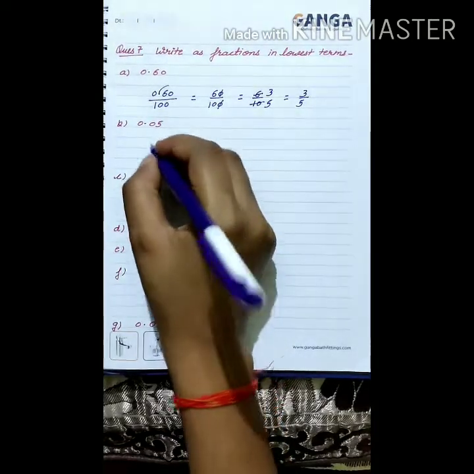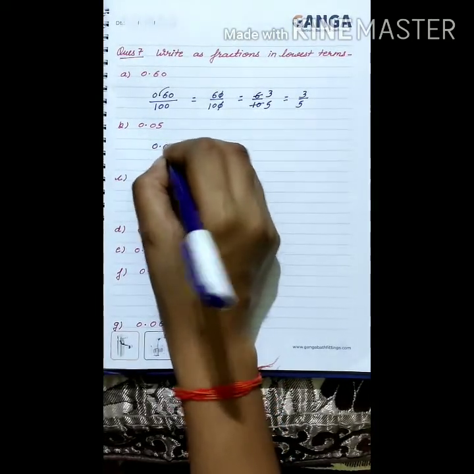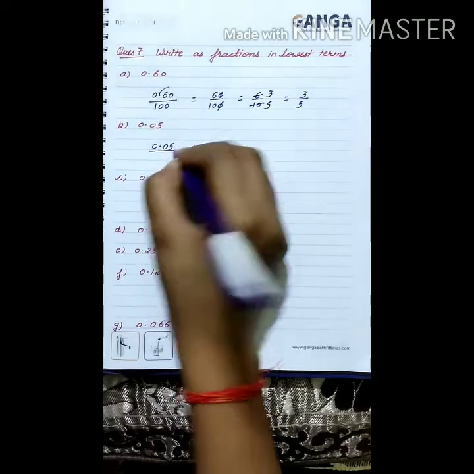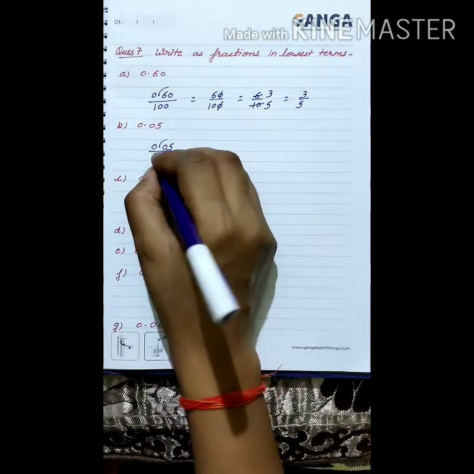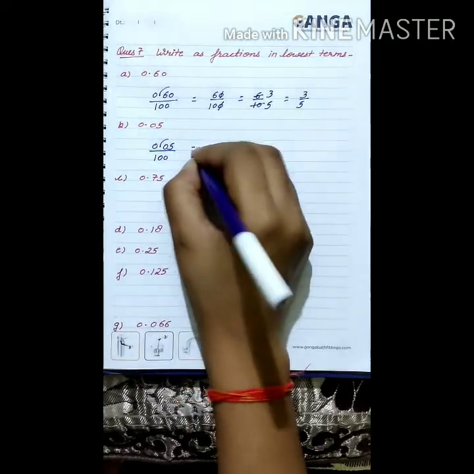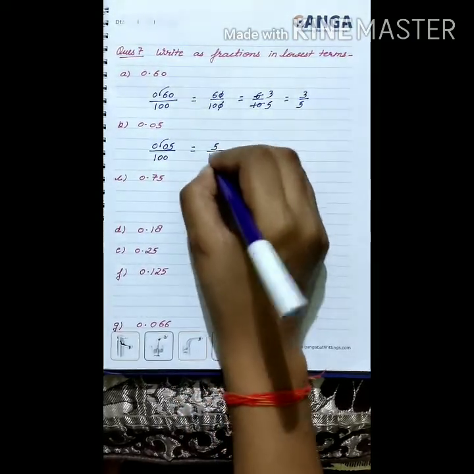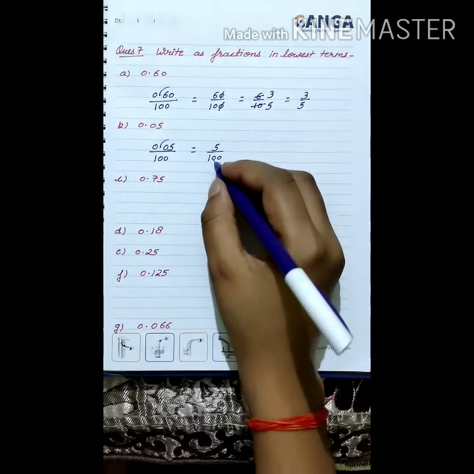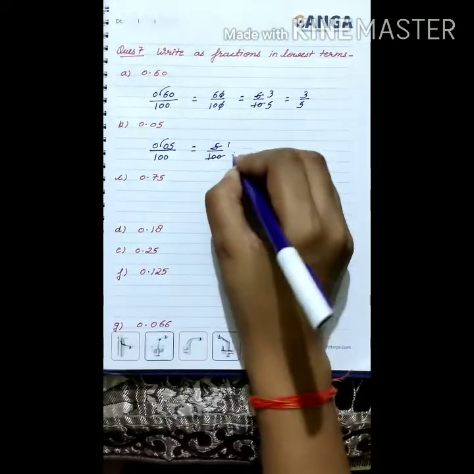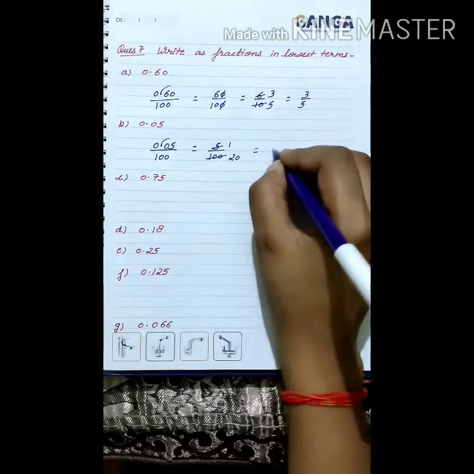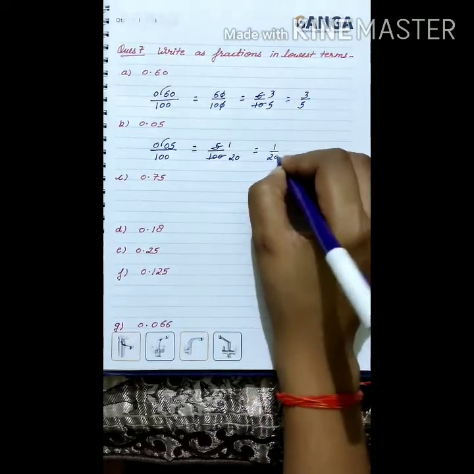B part, 0.05. Firstly we will write 0.05. Now we will remove the decimal, and we have 2 digits after the decimal point, so we will write 100. Now it will become 5 divided by 100. Both numbers are divisible by 5, so we will cancel it. 5 ones are 5, 5 twos are 10, 0, and the answer will be 1 upon 20.